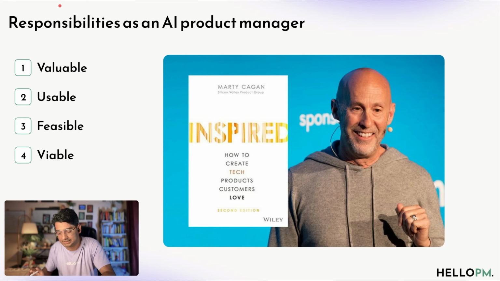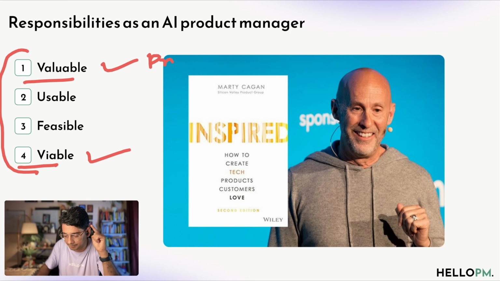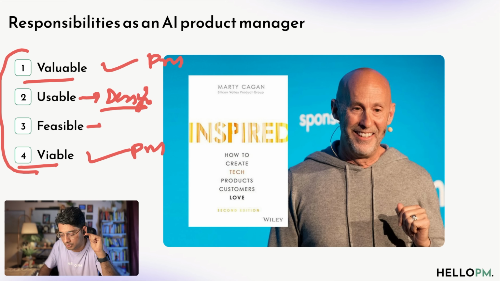Now to summarize, as an AI product manager, you need to take care of your product from multiple angles. Your first responsibility is to make sure that the product is valuable and that the product is also viable. This is the PM responsibility. Now, you also have to enable your design team in order to make sure that the product is usable. And you also have to enable your tech team and data team in order to make sure that the product is also feasible. But your primary responsibility remains the valuable part and the viable part. So this is your role in the AI product development lifecycle.